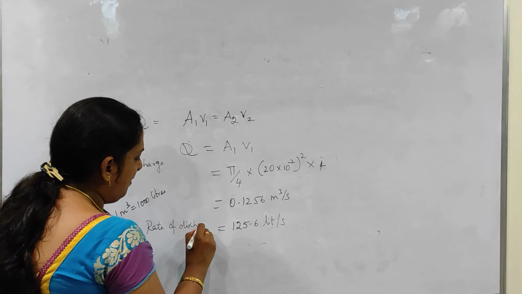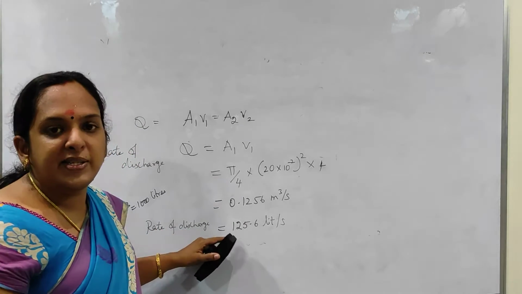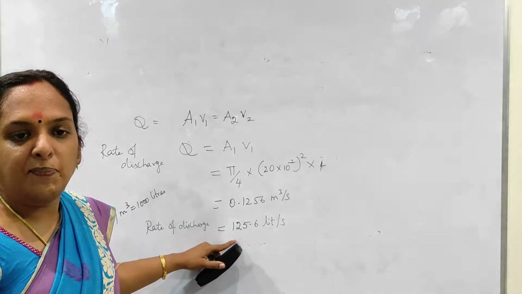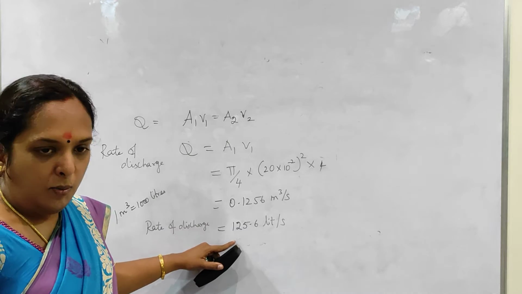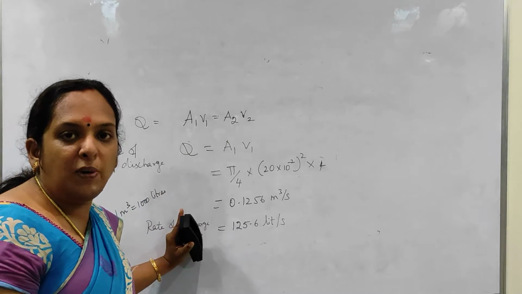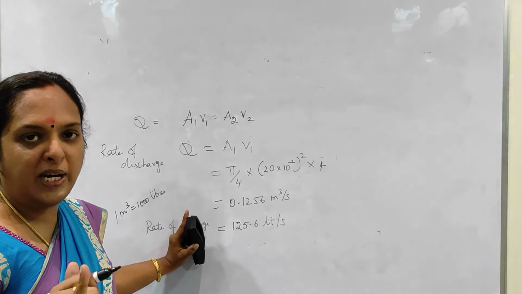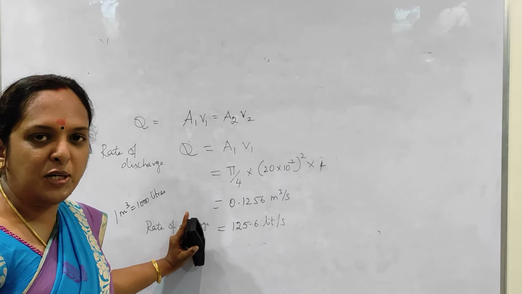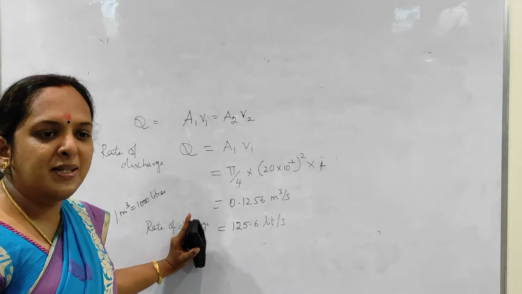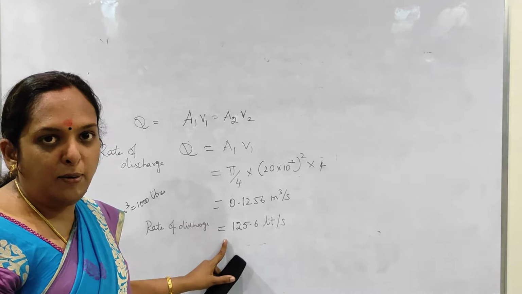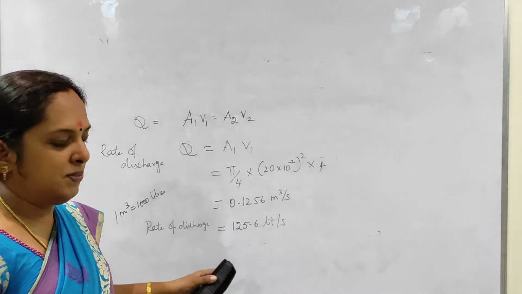It is 125.6 liter per second. Okay, so in this problem we have seen the velocity head at section 1-1, the velocity head at section 2-2, and the rate of discharge. So now we will go for one more problem.